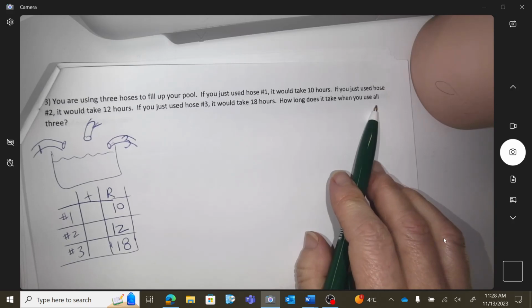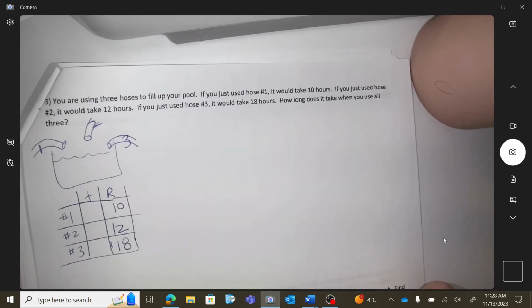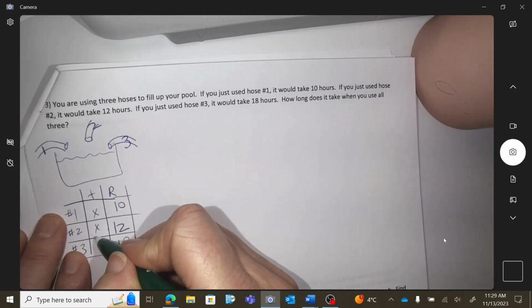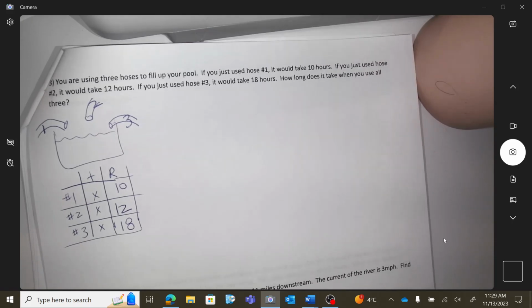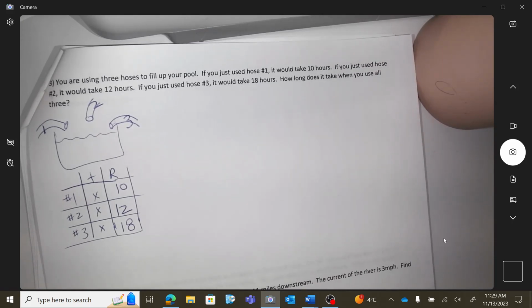How long does it take when you use all 3? So how long does the time take? We're trying to figure that out. And they're all going to be on the same time because it's them working together. We're trying to figure that time, and then it would all stop at the same time, right?